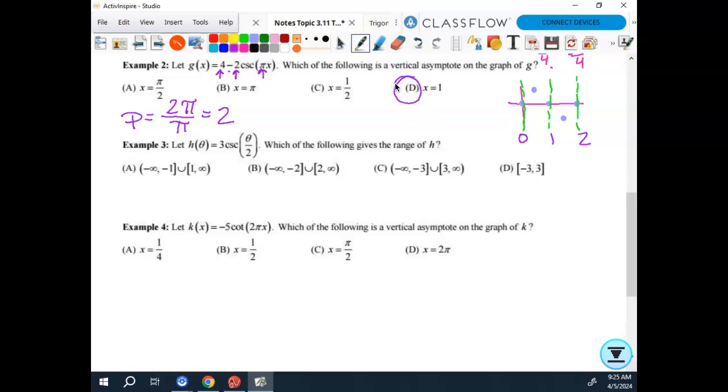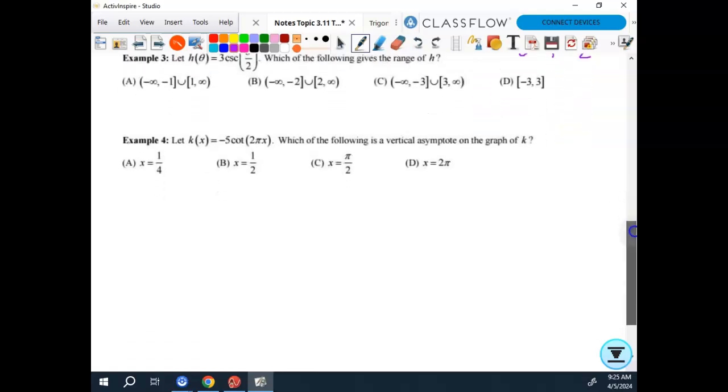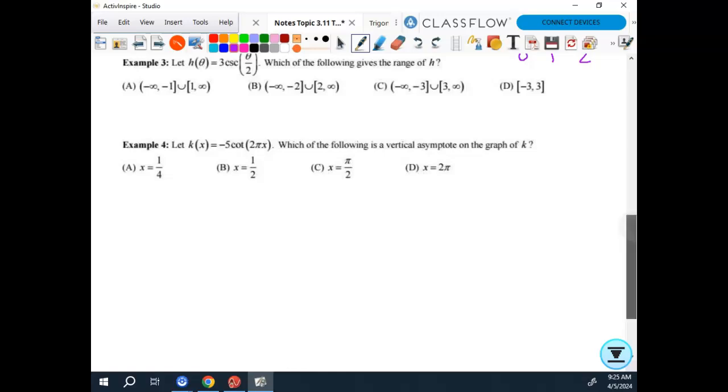Okay? Way better than trying to figure out little equations every single time. Okay? What questions you got? All right. Let's look at this next one.